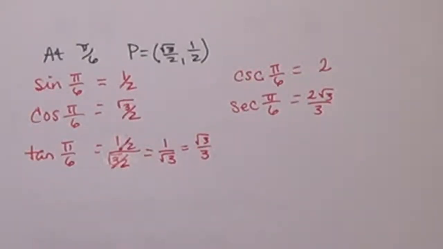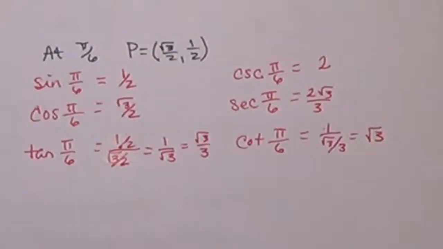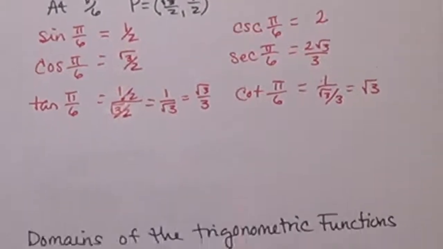Lastly, for cotangent, again, we can think of it as the cosecant over the secant, or we can think of it as the reciprocal of tangent. So again, rewriting and simplifying using the rationalization there, we can see we get a value of root 3.